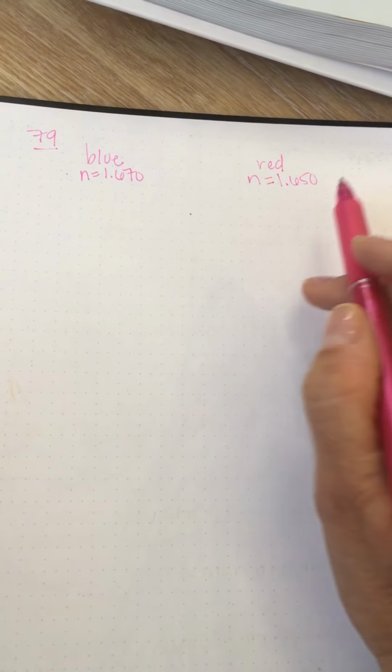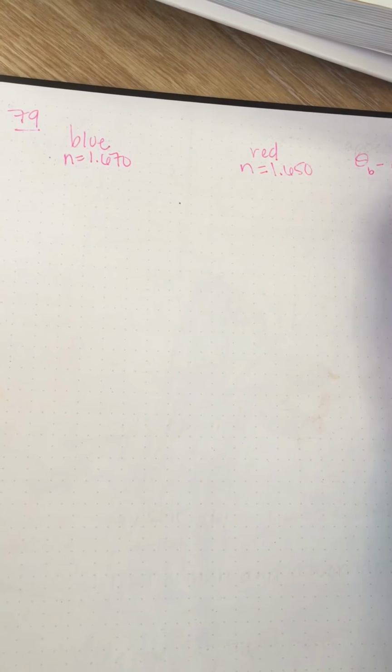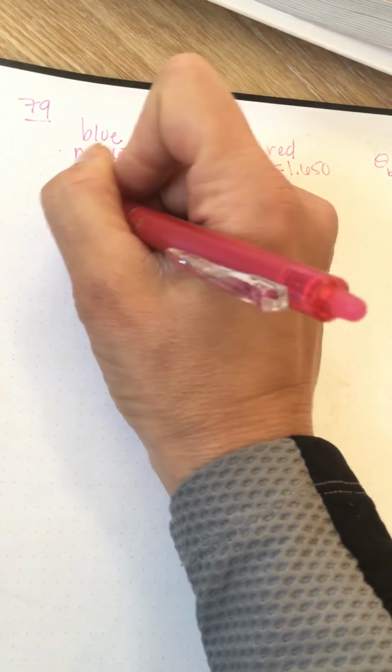So it says the index of refraction for blue light in a certain type of glass is 1.670, so I recorded that right here. And the index of refraction for red light in the same glass is 1.650, and I recorded that one right here. It says what is the difference between the refraction angles, and then it tells us in the problem, theta blue minus theta red, when light of both colors strikes the glass from air at an angle of incidence of 32.25 degrees.